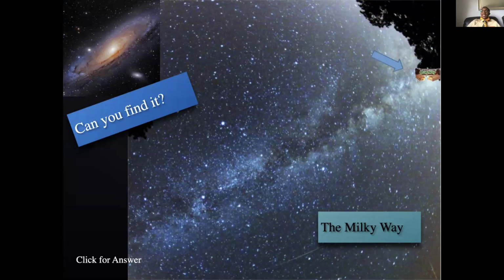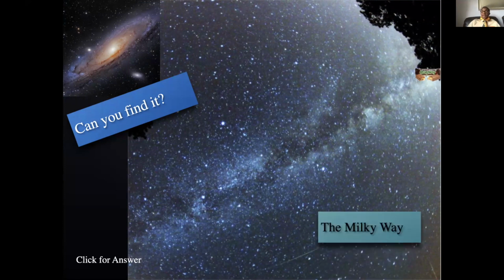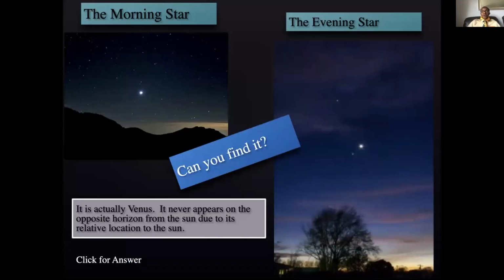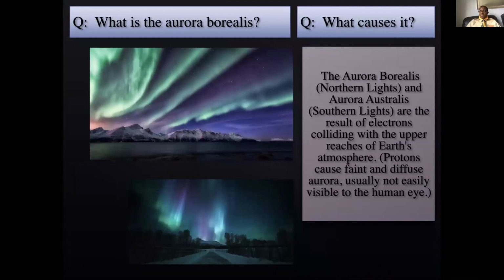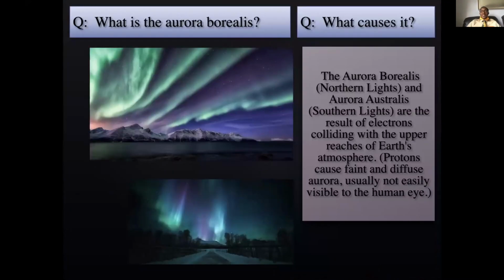That is the Milky Way. As you can see, it looks like a cloud of dust in the sky. It's a galaxy. It's our own galaxy. Okay, let me move on towards the end. You have the morning star and the evening star. The morning star and the evening star is Venus. It never appears on the opposite side of the horizon from the sun due to its relative location to the sun. That is Venus.